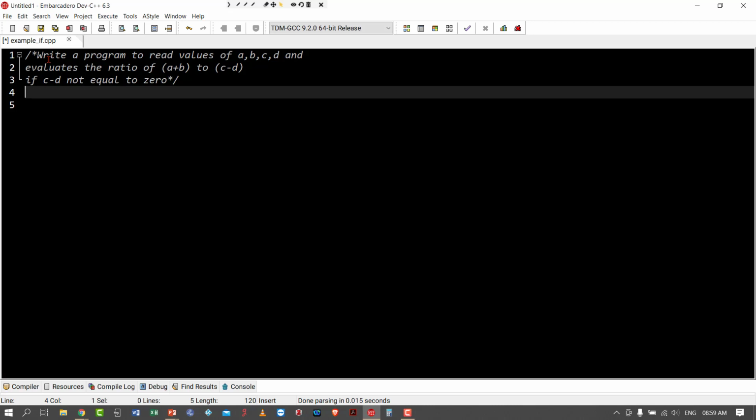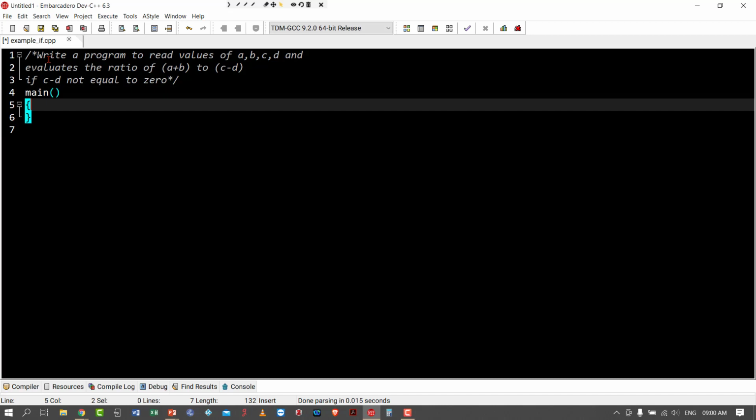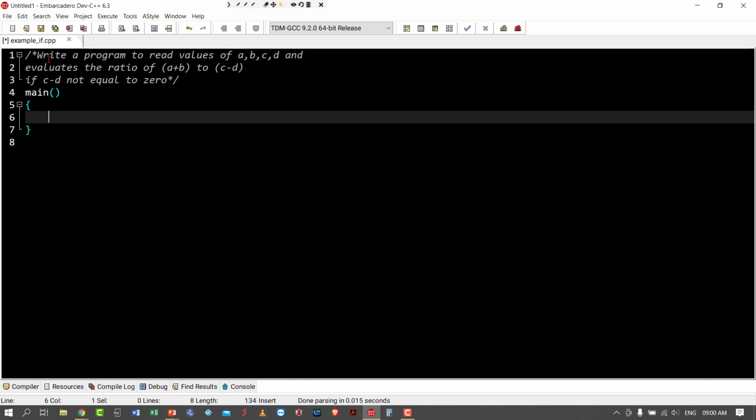Okay. So anyway, I am coming back to the program. Here I have 4 variables. So we have to add main. Here I am going to calculate a ratio of numbers. Sometimes it may give a fractional value, so it is better to declare the variables as float.